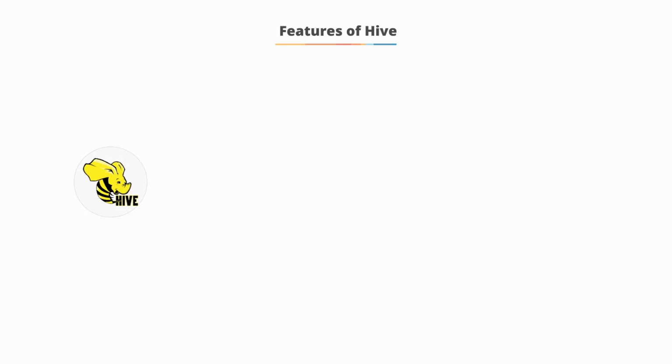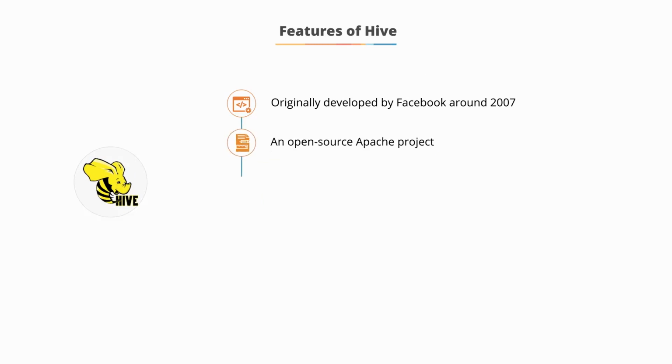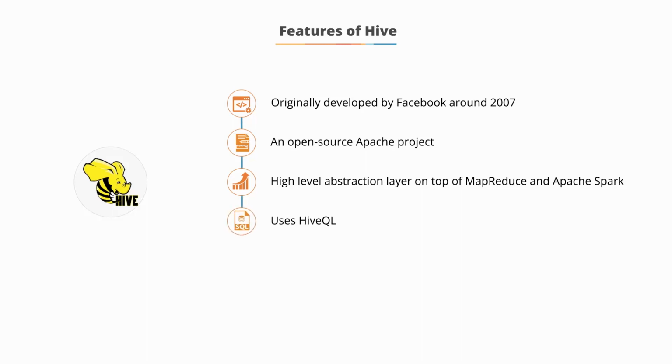Let's look at some of the features of Hive. Hive was originally developed by Facebook around 2007 and is currently an open source Apache project. Hive provides higher levels of abstraction by translating queries to MapReduce jobs, whereas Hadoop MapReduce provides a lower level of abstraction via Java programming. Hive uses Hive QL and generates MapReduce or Spark jobs that will run on the Hadoop cluster. Hive is suitable for structured data, such as periodic reviews and analysis on historic data.